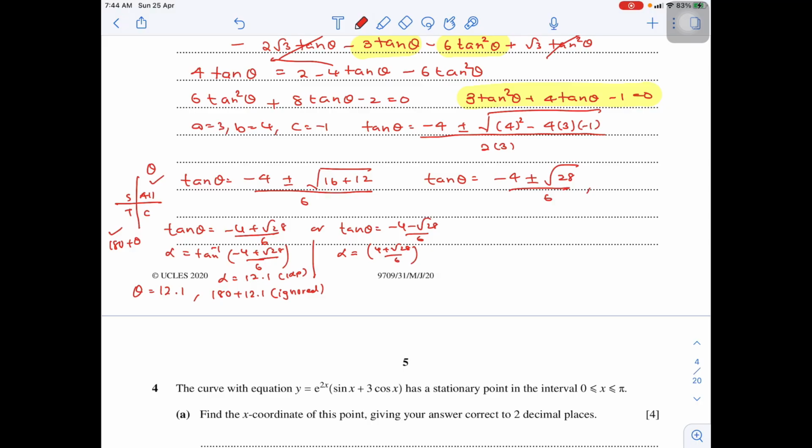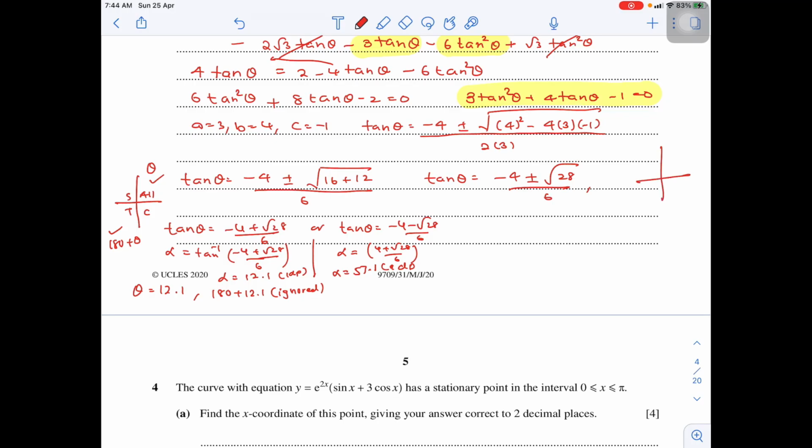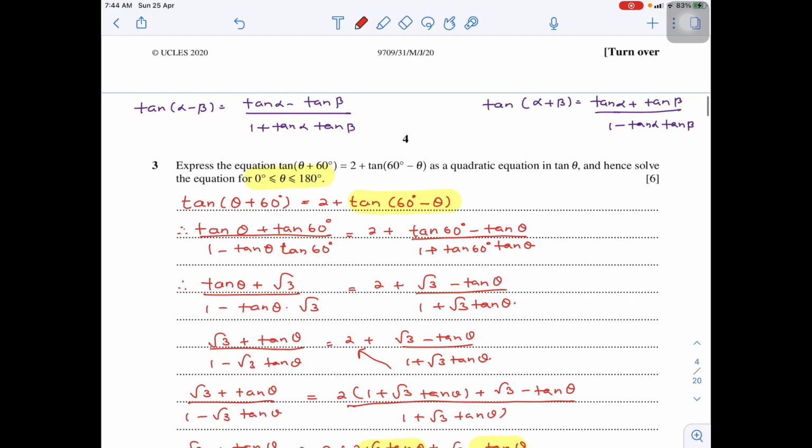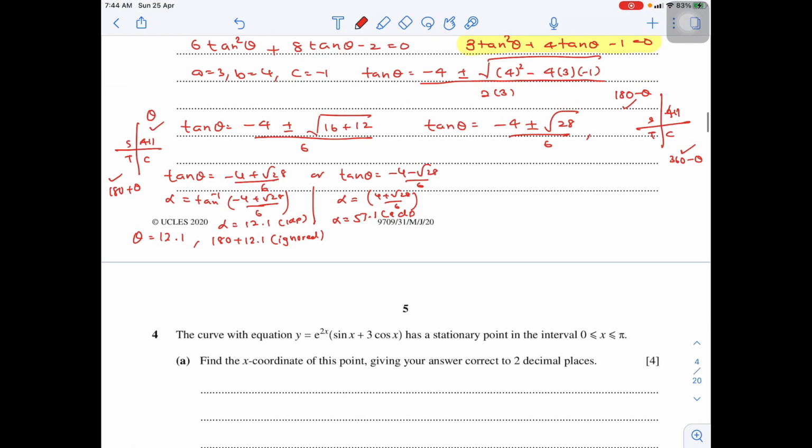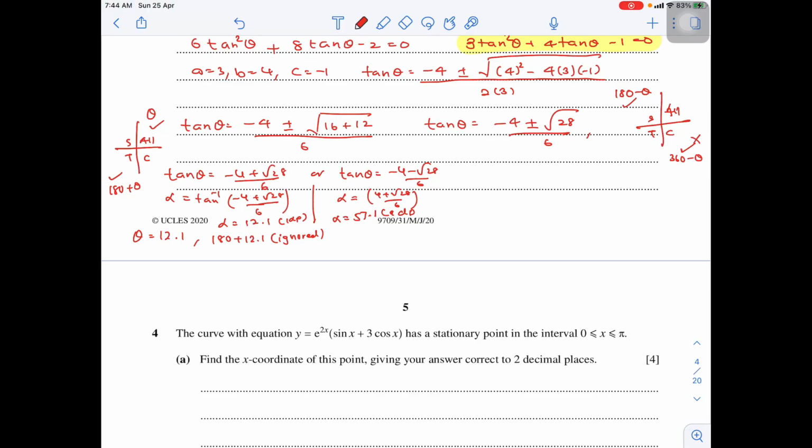Now here the tan theta is negative. So I can just try. First I will take 4 plus root 28 over 6. Remember to take alpha as always positive. So alpha is tan inverse of that, which is 57.1 to 1 decimal place. Now tan is negative, so all S, T, C. Tan is negative in the second and fourth quadrant. That's 180 minus theta, and that's 360 minus theta.